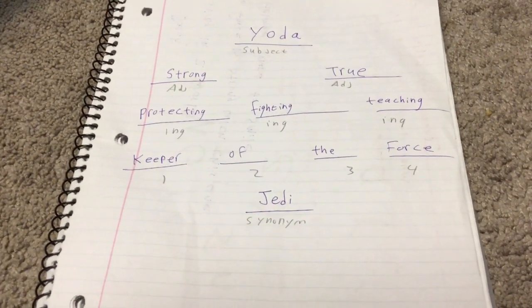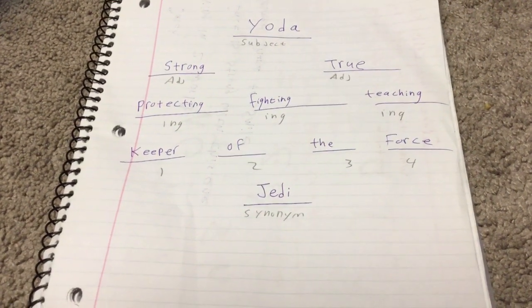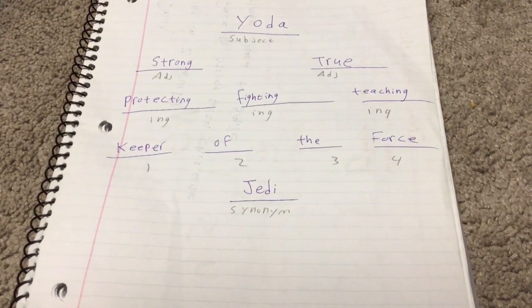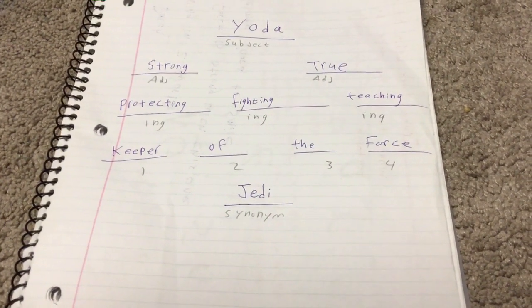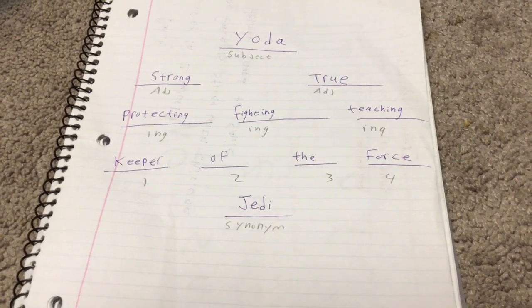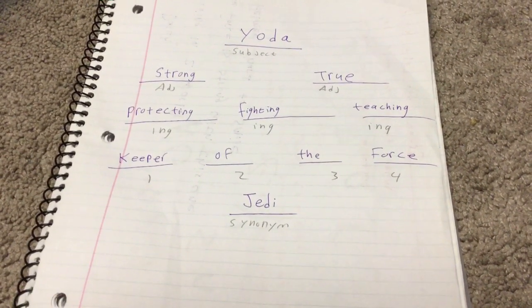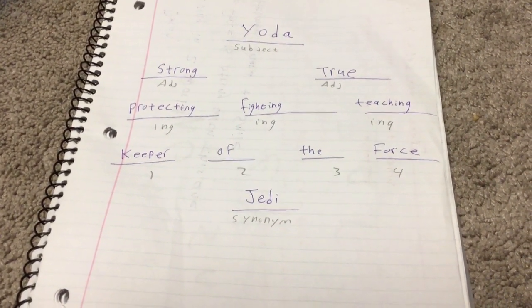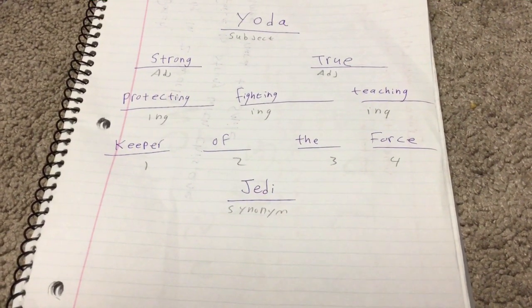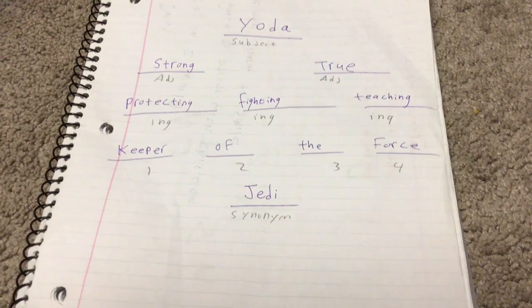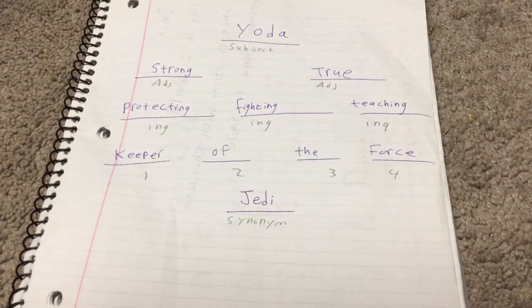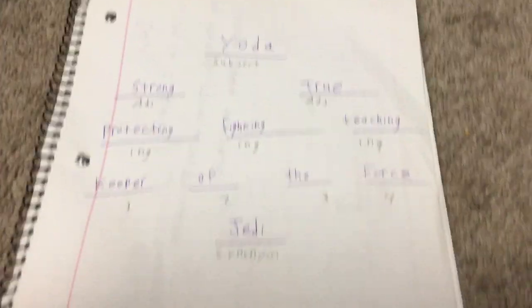Yoda, strong, true, protecting, fighting, teaching, keeper of the Force, Jedi. Okay. Did I come up with one word in line 1? Yes. Yoda is my topic. That's what this whole poem is about. Yoda. Is Yoda strong? I think so. Is Yoda true? That means like loyal to his friends? Yes, I think so. And again, those describe Yoda.